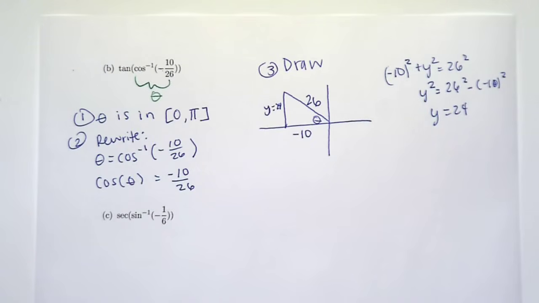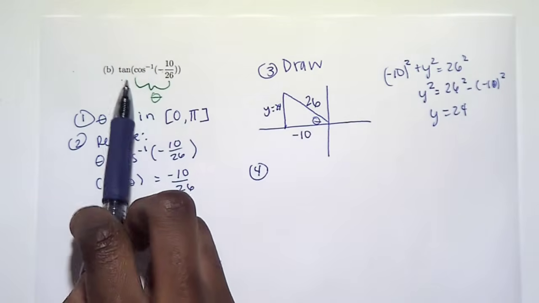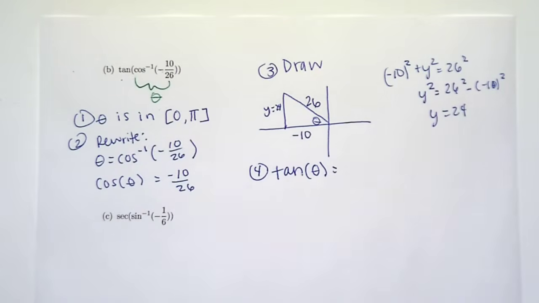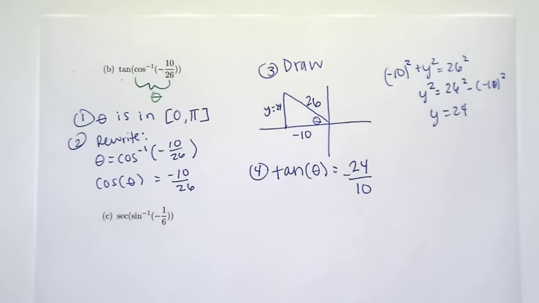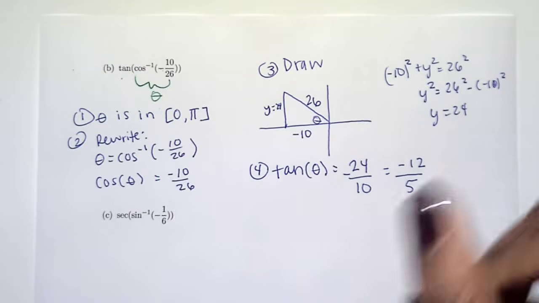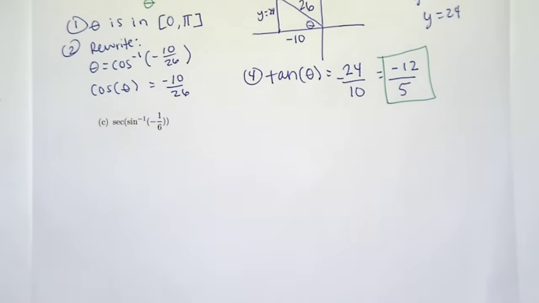Okay, so that is everything we need to answer our question. Remember our question is tangent of theta. So what is tangent theta? We know how to use our triangle to figure it out. It's opposite over adjacent. And we're in the second quadrant, so tangent is negative. So negative 24 over 10, or if you want to simplify, it doesn't matter, negative 12 over 5 if you want. All right, let's work the last one.